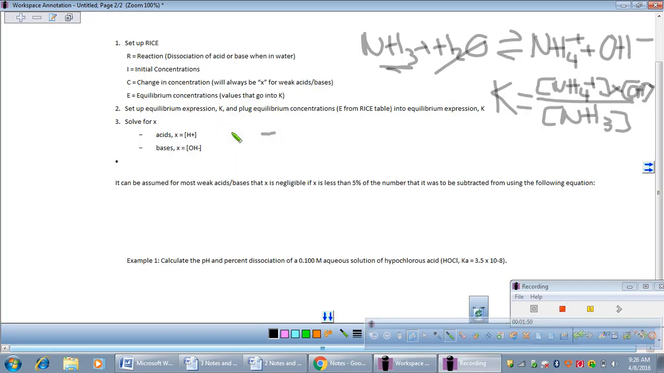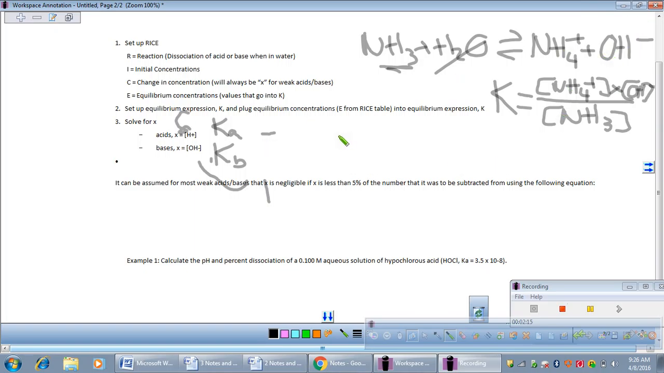What you need to pay attention to is that when you're working with a Ka, the X that you're solving for is the concentration of H plus, because acids contribute H plus to solution. If you're working with a Kb, the X that you're solving for is going to be your OH minus, remember, because bases contribute OH minus to solution.